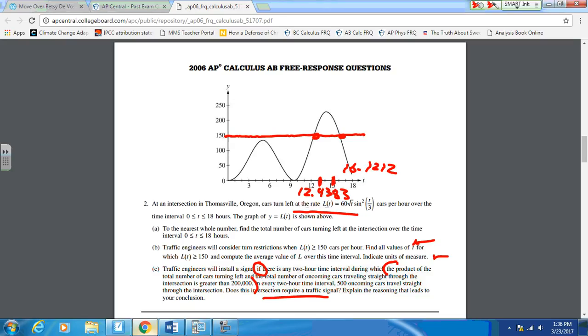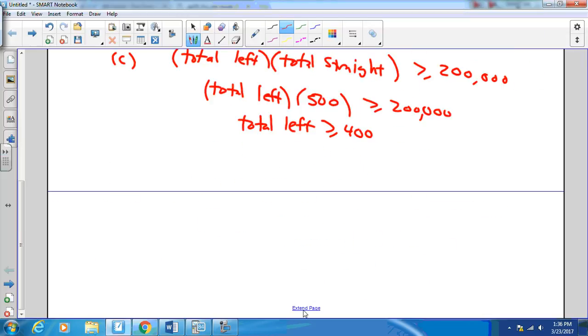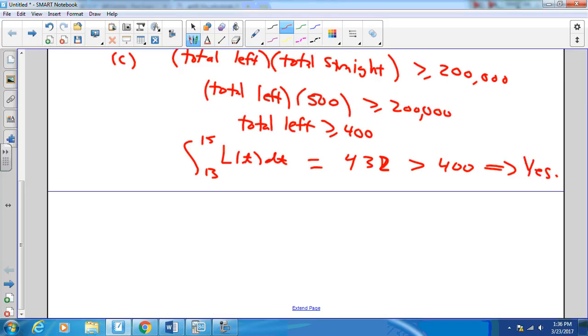So let's take the 2-hour time interval from 13 to 15 and see what happens. This is my best shot at finding a 2-hour time interval here. And when I integrate, did you choose 13, 15 also? Yeah, it's 431.9. Yeah. 432, which is greater than 400. So the answer is yes, we will.